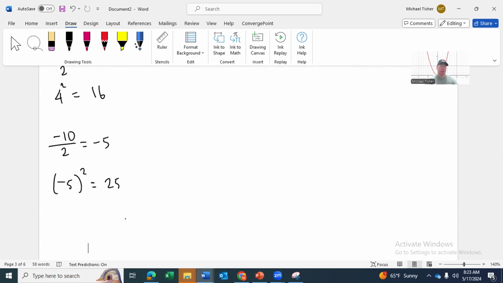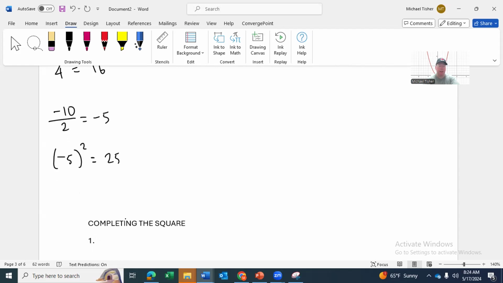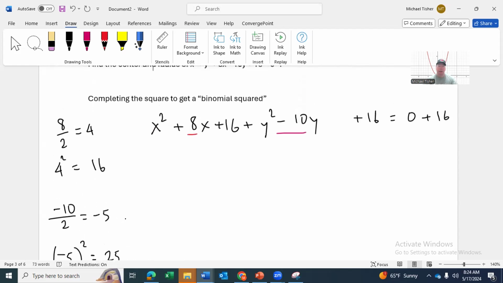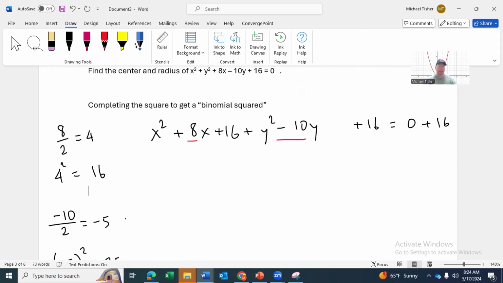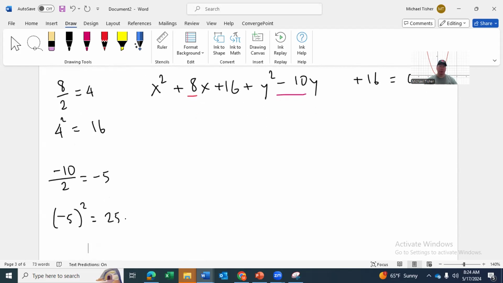Okay, so these are the same two steps of completing the square over and over again. So let me just write this out so we can see it. There are two steps. First, divide the coefficient of x by 2. And then square the result. These same two steps. So we did negative 10 divided by 2, which is negative 5. Negative 5 squared is 25. And that means we'll fill in this space with a plus 25.